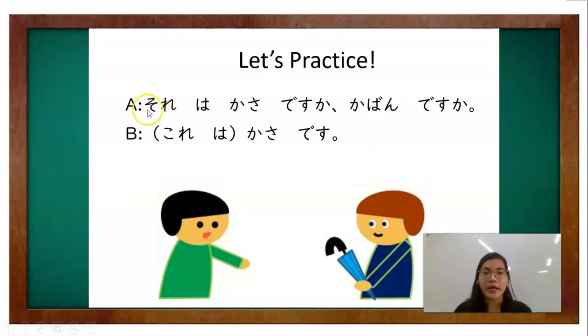So again, let's practice by having a role play. I will be A and you will be B. それは傘ですか? カバンですか? Okay, good job. Next, let's switch roles. You will be A and I will be B. これは傘です. Okay, that is fine.